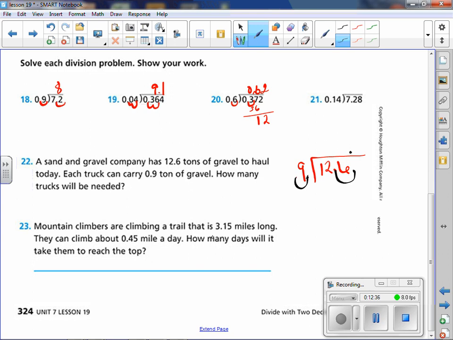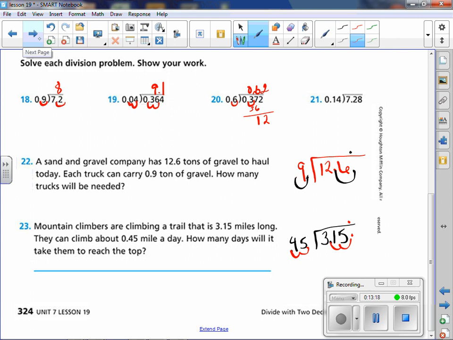A mountain climber is climbing a trail that is 3 15 hundredths miles long. They can climb about 45 hundredths of a mile a day. How long will it take them? So we're going to take 3 15 hundredths, and we're going to divide that by 45 hundredths. Because my decimal is out there, I need to move it over. So I'm going to move it over 1, 2 spaces. So now I've got 45. If I do that out there, I got to do it here. 1, 2 spaces. My decimal comes to here. Move it up. So now I'm going to take 315 and divide it by 45. So why don't you guys go ahead and find that out so you can find out how many trucks are needed and how many days it will take.